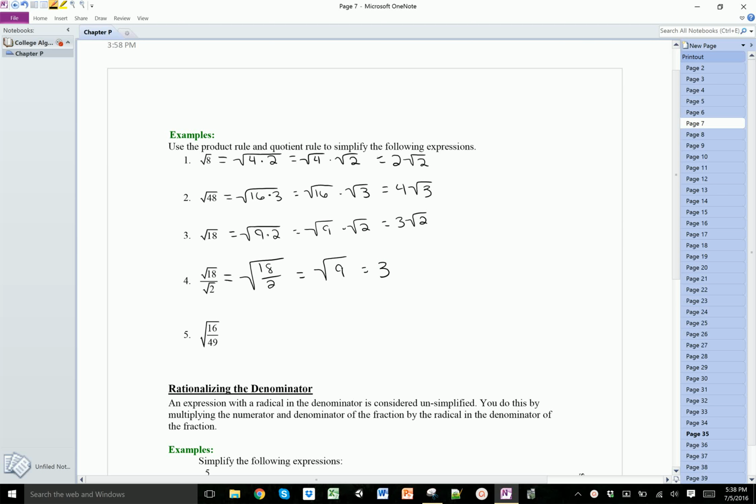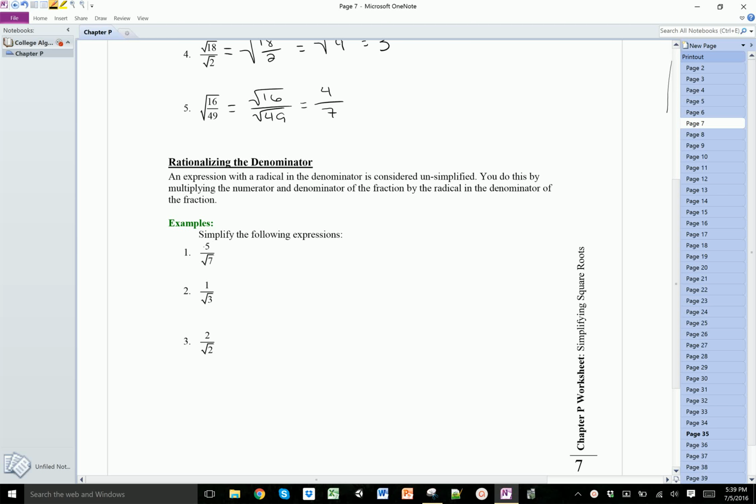Now you can do the same thing but in the opposite direction, where here I don't know what 16 divided by 49 is. It's not going to give me a nice pretty number like 9 like this one did. But what I can do is do the square root of 16 over the square root of 49, because I know the square root of 16 is 4 and I know the square root of 49 is 7.